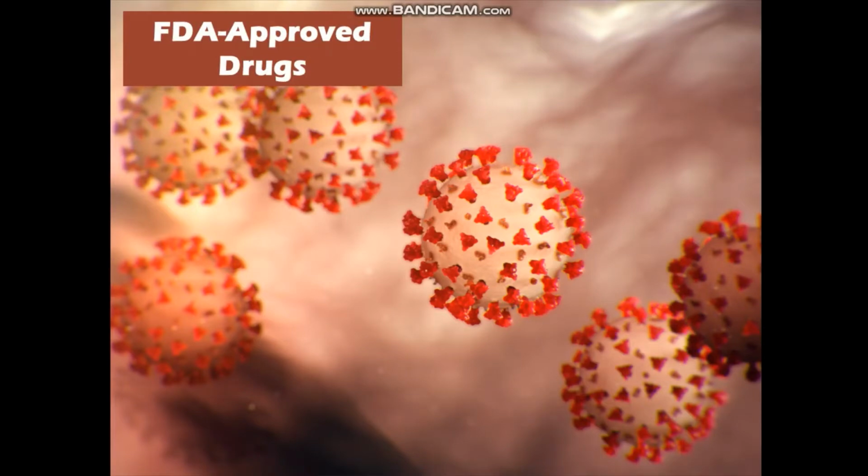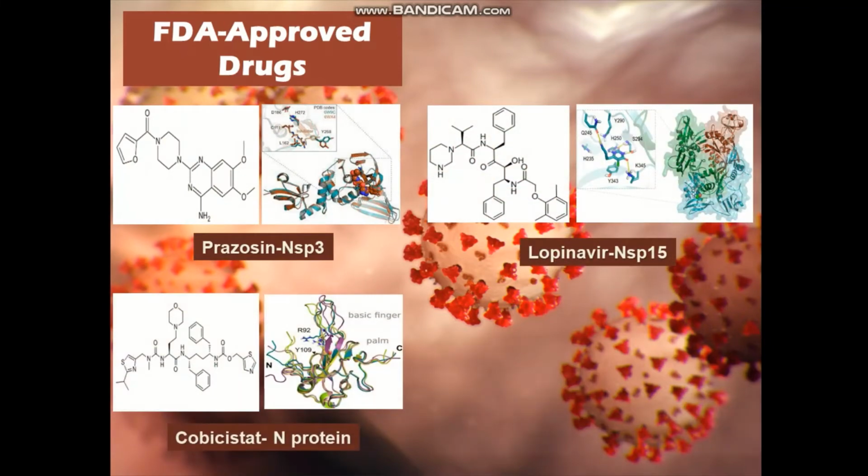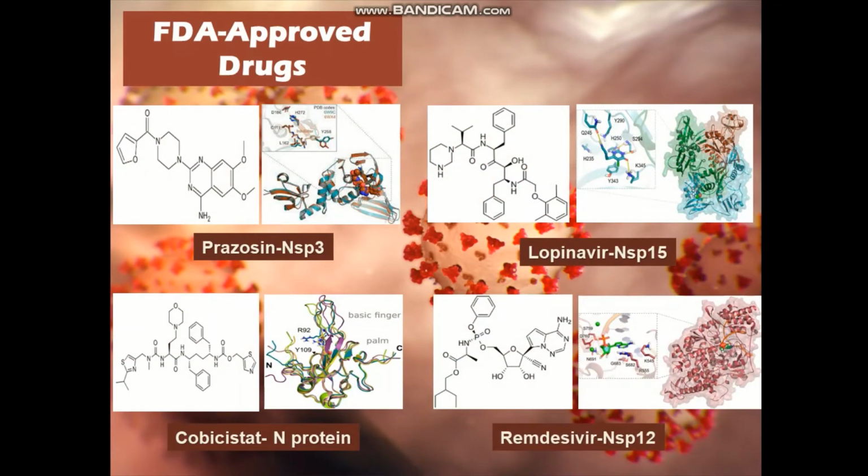In this study, FDA-approved drugs with their specific targeted essential protein of SARS-CoV-2 have been used as basis in determining its similar compounds to provide an alternative treatment against COVID-19. This research focuses on top-scored similar compounds of prazosin, lopinavir, cobicistat, and remdesivir that targeted NSP3, NSP15, N protein, and NSP12 respectively.